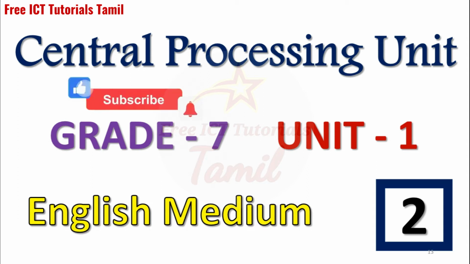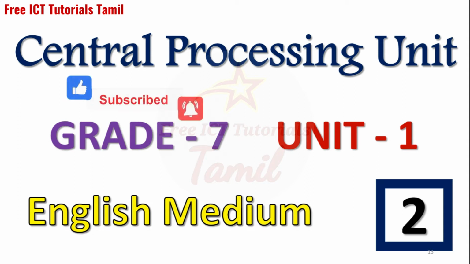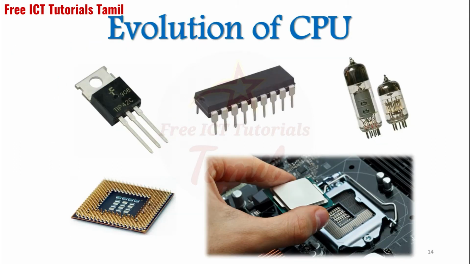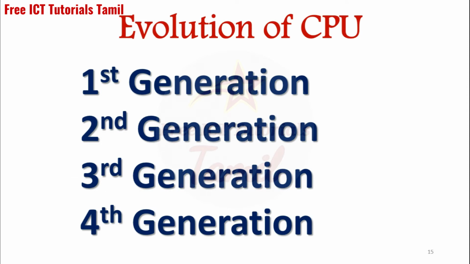Happy to meet you again in this tutorial, Grade 7 ICT Unit 1, Part 2: Evolution of CPU, Central Processing Unit. That's generations of CPU. The central processing unit of a computer system can be divided into 4 generations. There are first generation, second generation, third generation, and fourth generation.